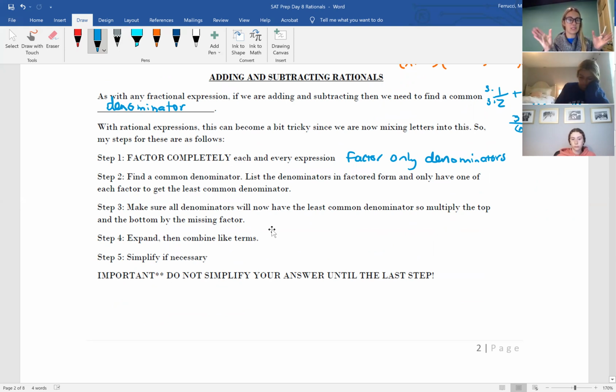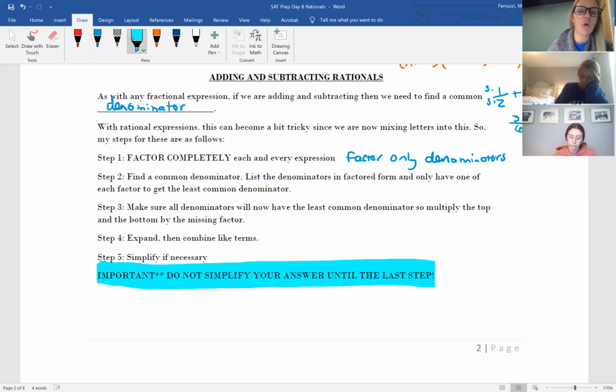Once you do that, you expand it. So you're going to distribute, FOIL, whatever the case may be, and then you simplify. Now, the most important thing here, I think, is don't simplify until the last step.